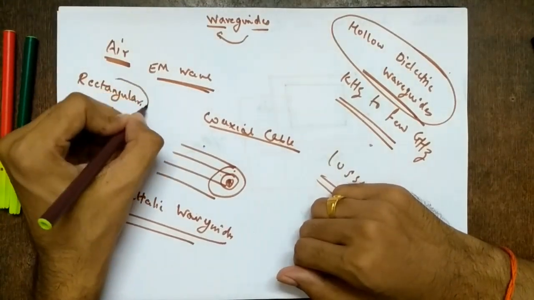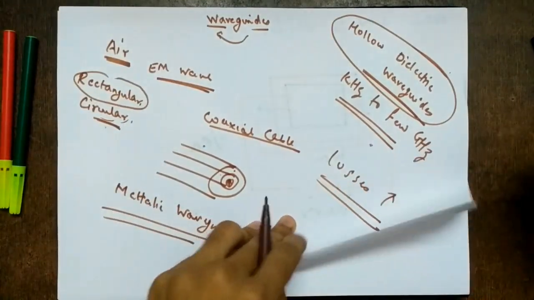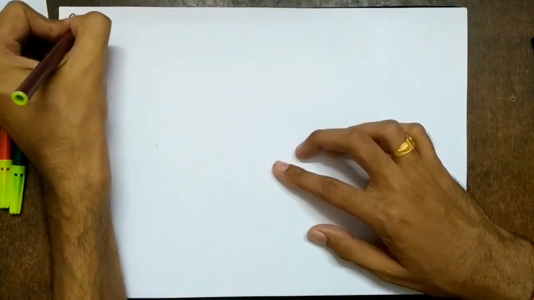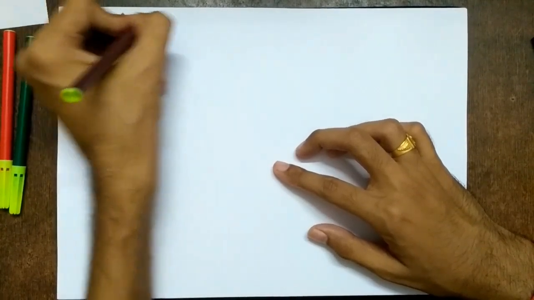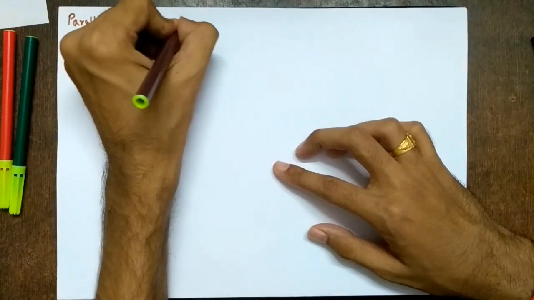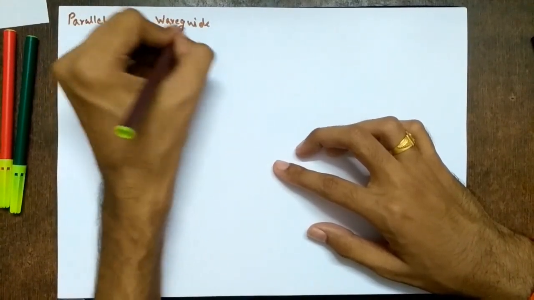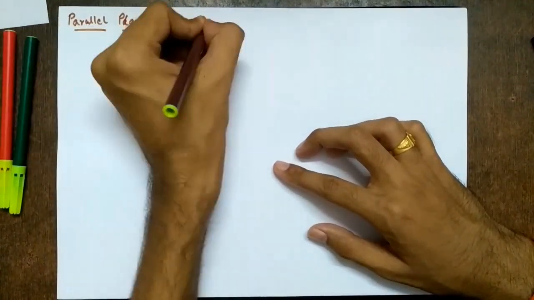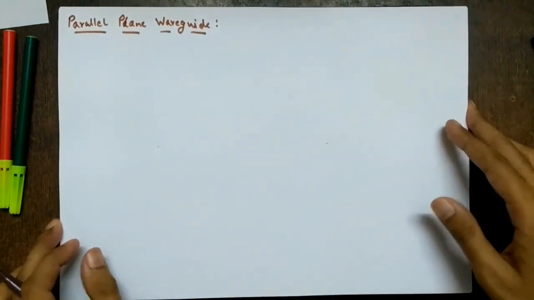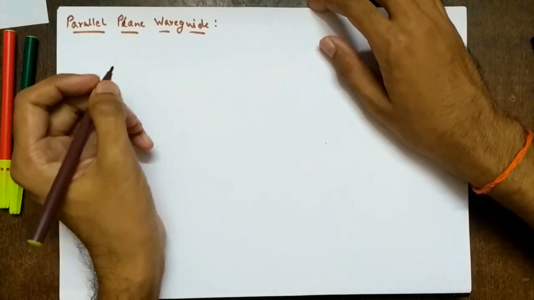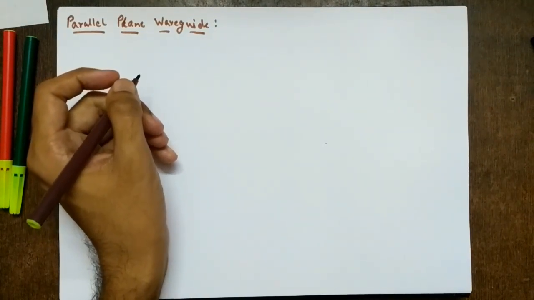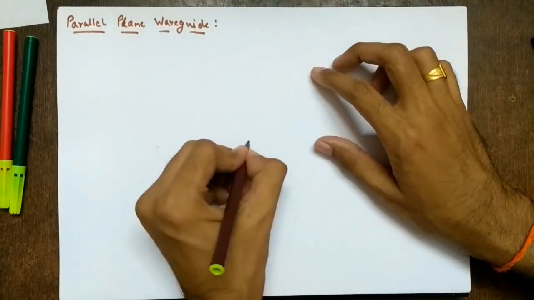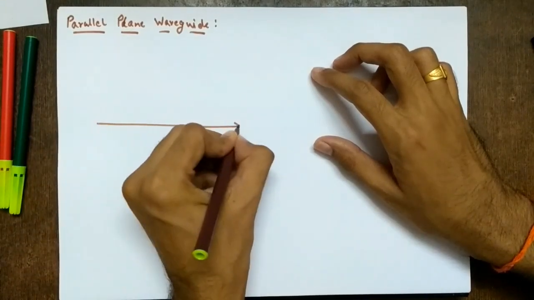So before actually going to rectangular waveguide, we'll study a general form of waveguide which is called parallel plane or parallel plate waveguide. So we have studied a topic in electromagnetic engineering. What was that? Reflection and refraction from surfaces, right? So we'll use the same thing here.